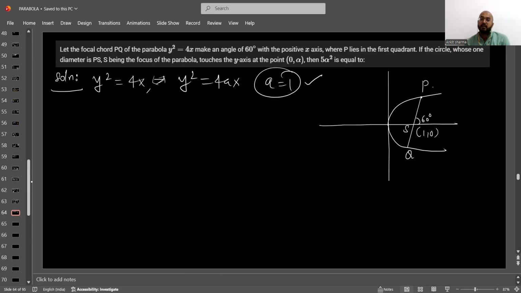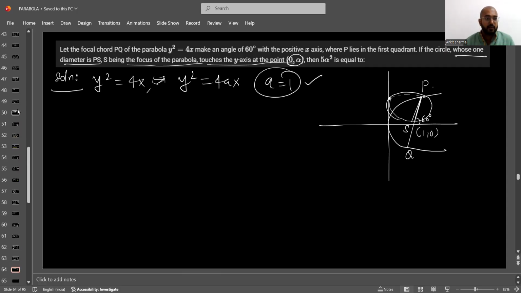Now moving ahead. What they're saying is the circle whose one diameter is PS. This is based on the concept that we have studied: a circle drawn considering the focal distance as the diameter touches the tangent at the vertex. Of course, that's what they have already given in this question. The circle whose one diameter is PS touches the y-axis at the point (0, alpha). So we know the point of contact as well. This circle touches here at this point. There is some circle here where this is the diameter. Do not go over the diagram, just go over the motions. I think I have already proved this statement.